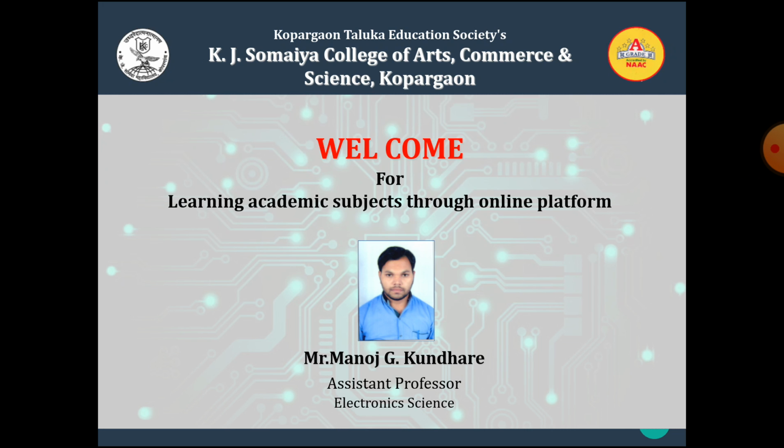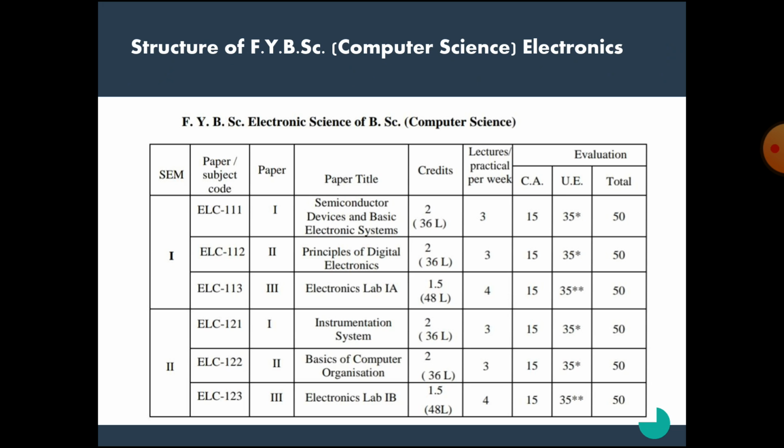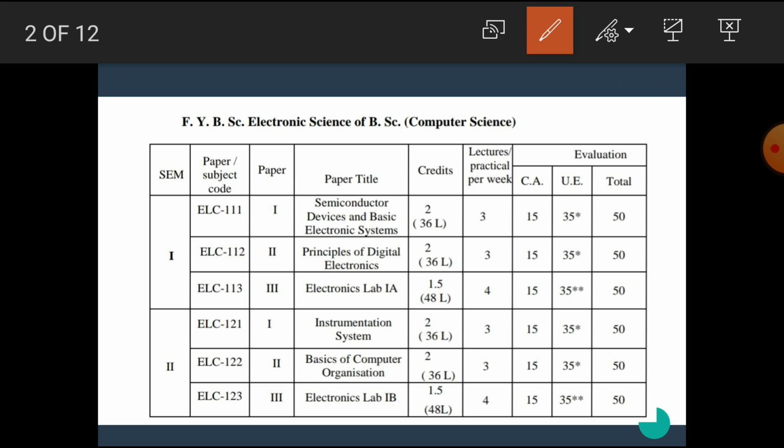From now until the end of this COVID-19 pandemic situation, we will keep learning our academic subjects through the online mode. The structure of the FYBSc Computer Science Electronics part is shown here. The FYBSc consists of two semesters, semester first and semester second. In each semester there are two theory papers and one practical paper. Each paper is of 50 marks. Out of these 50 marks, 35 marks are for the university exam and 15 marks are the continuous assessment throughout the semester.